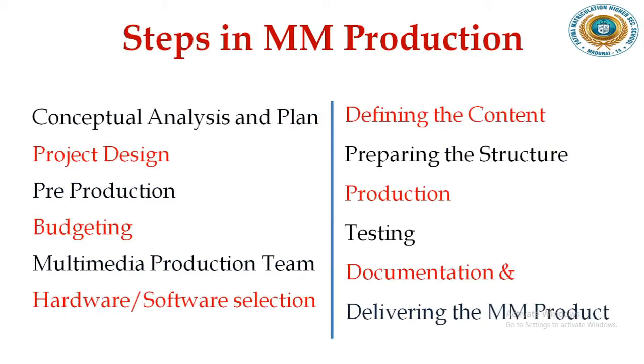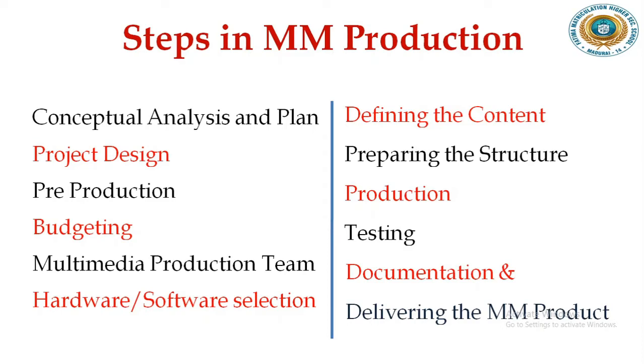Step one is conceptual analysis and plan. What is our plan? What is our concept? Based on the concept analysis only, we are going to do the design. After the design function is over, the production will be started. The production contains three different phases: pre-production, production, and post-production. Three different phases are there.